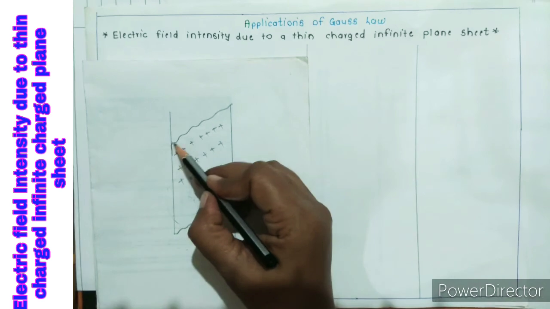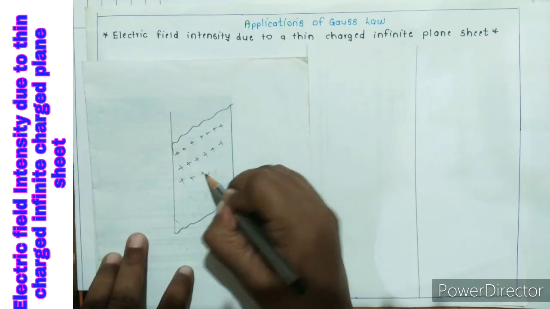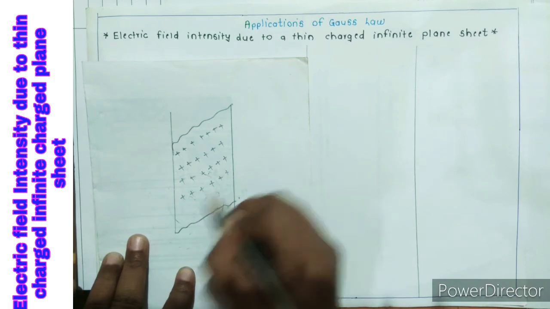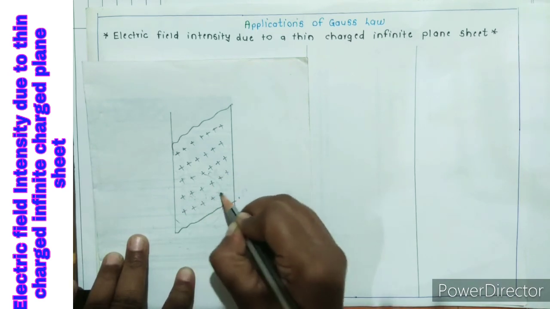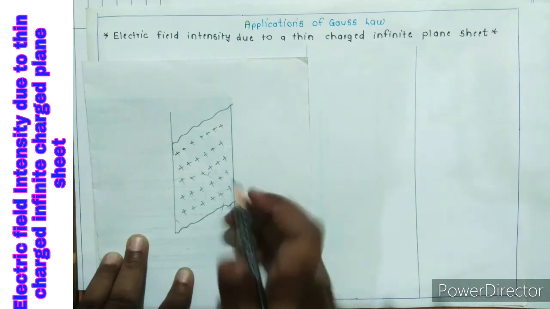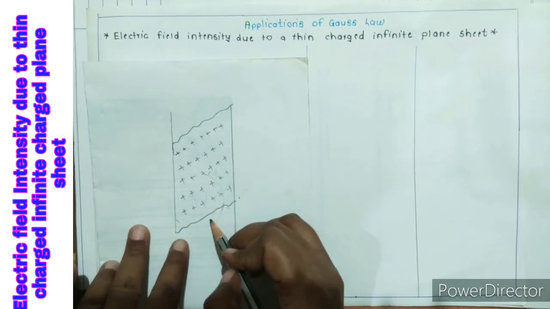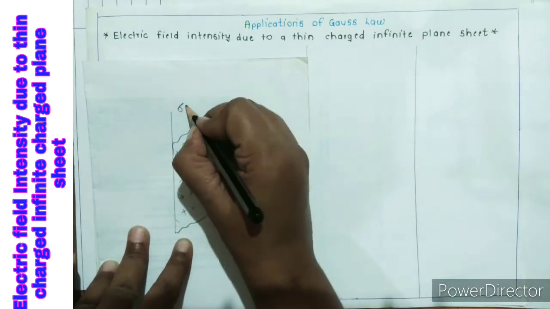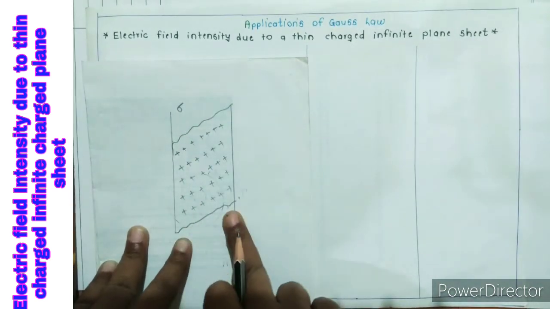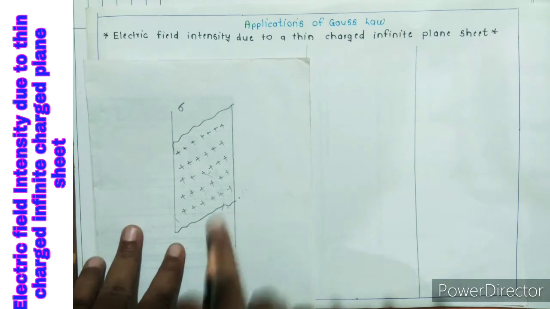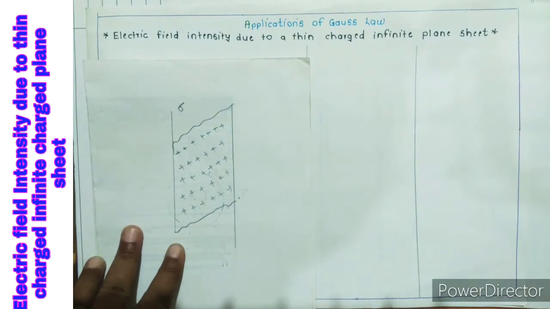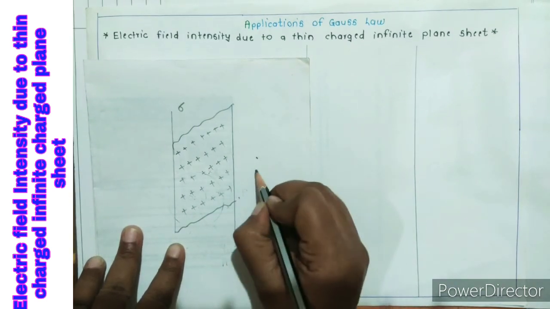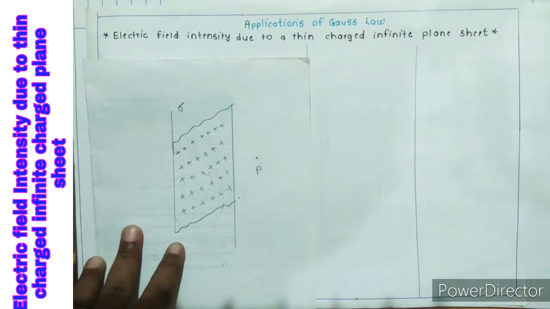Here I draw like this. Why? Because it is very large, that is an infinitely long sheet, but I consider a small part of it. That's why I draw like this. And this is the charge distributed on it, and its surface charge density is sigma, which is equal to charge per unit surface area. Now I have to find what? The electric field intensity at point P due to this charge sheet.